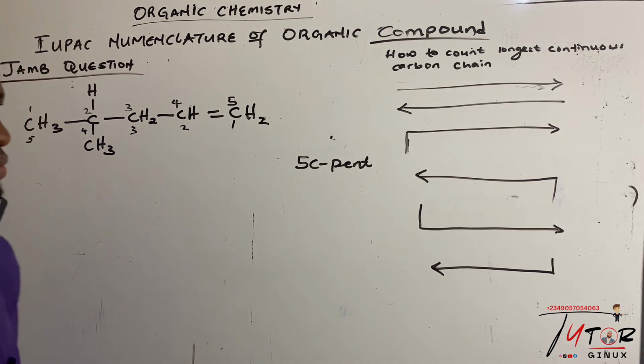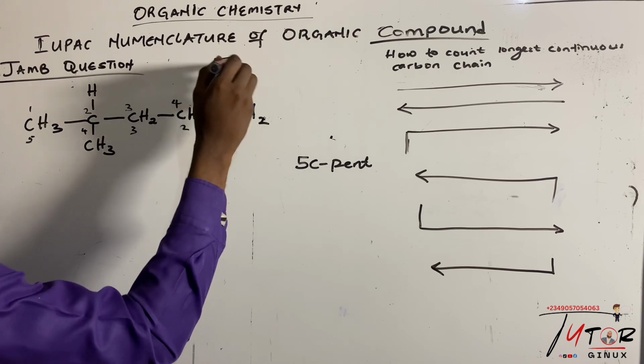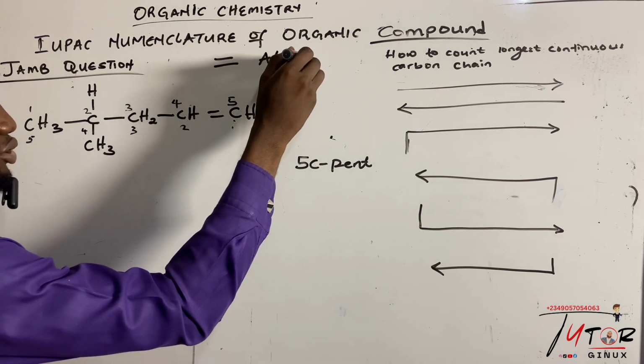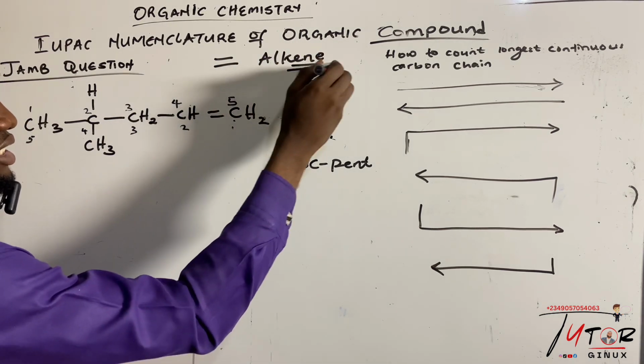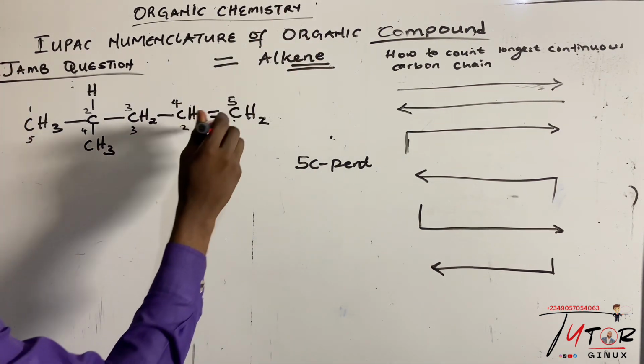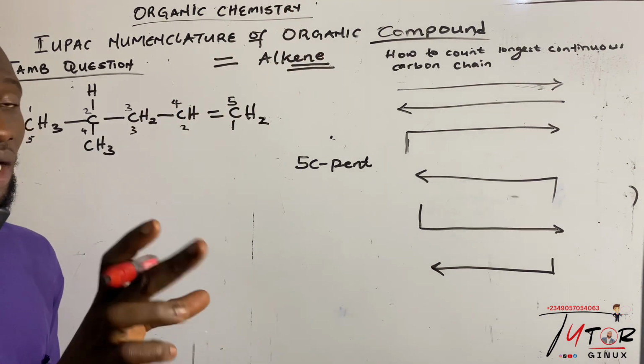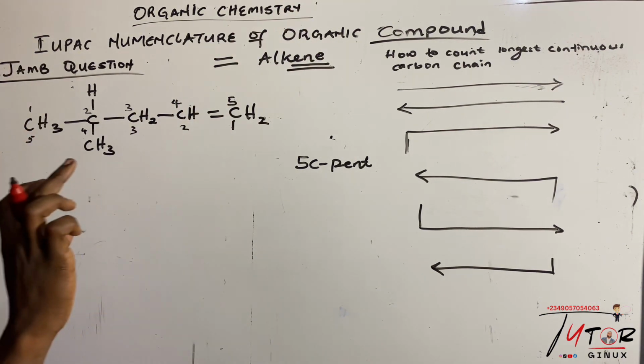The functional group for this compound. What's the functional group? You can see double bond here. And don't forget, double bond is denoting alkene group. Alkene, E-N-E. So double bond is denoting alkene group. So that means this is an alkene compound. Alkene is the functional group. So which of the numbering are we going to go for?